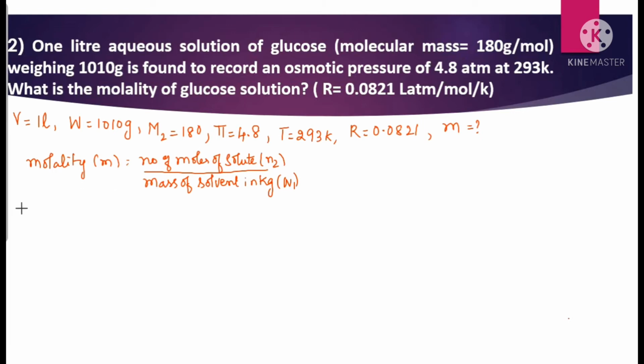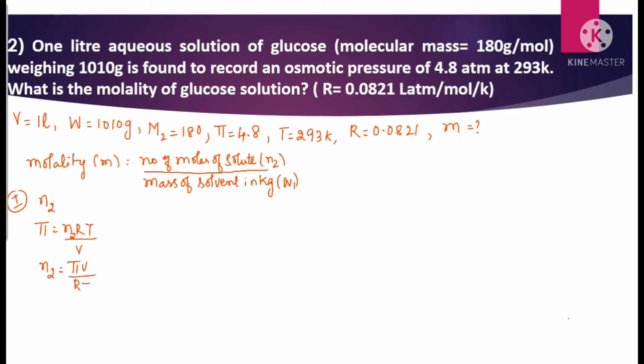So you are supposed to calculate these two quantities, only then is it possible to find out molality. Let us do it step by step. The first step is to calculate n2. Since the osmotic pressure is given, it is possible to calculate the number of moles from it. Let us write the formula. Pi is equal to nRT by V. All the values are given: R, T, V and pi. So you can directly substitute the values. This n is nothing but the number of moles of solute, n2. So n2 is equal to pi V by RT.